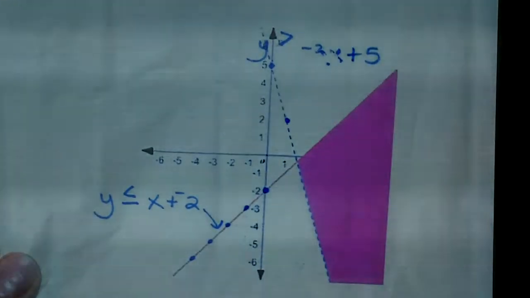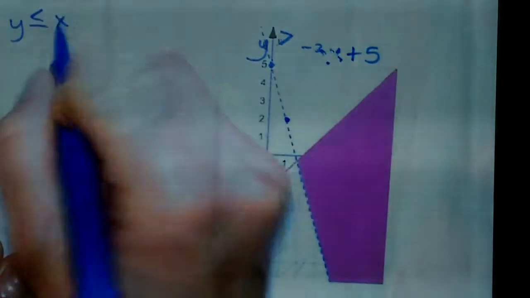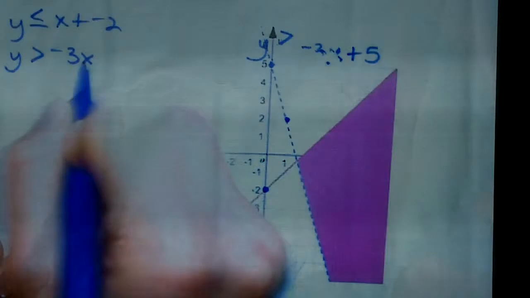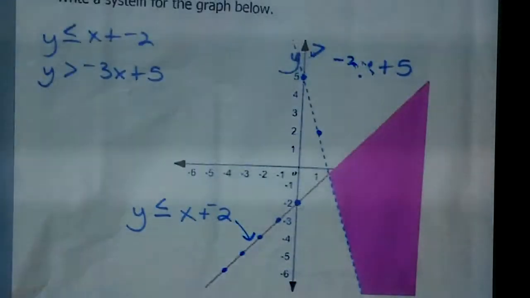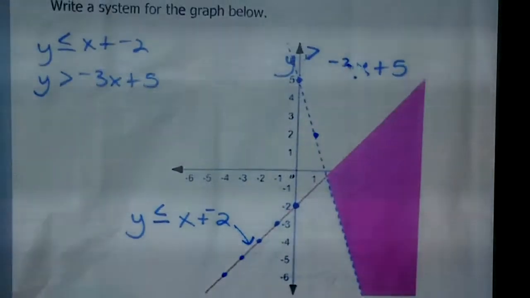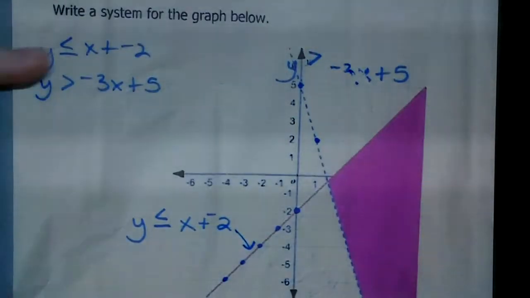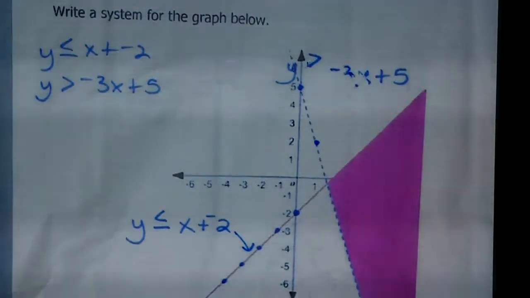So to write it as a system, we just list both equations. Y is less than or equal to x plus -2. Y is greater than -3x plus 5. What's nice about this, if you have a graphing calculator, or you can use an online one, you could type these into your calculator, press graph, and see if you're right.